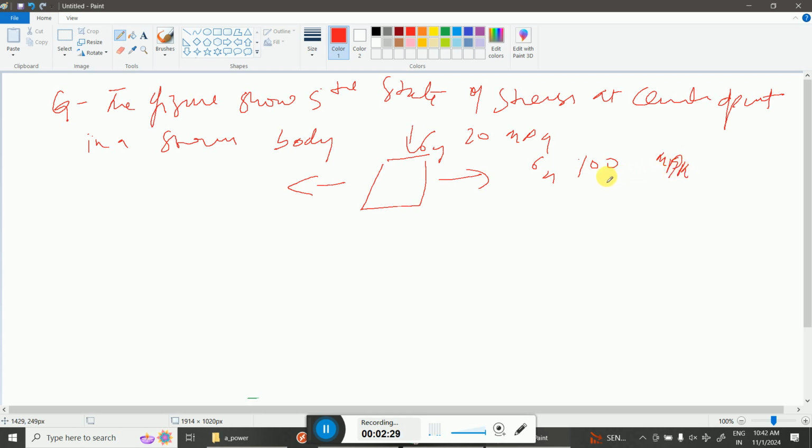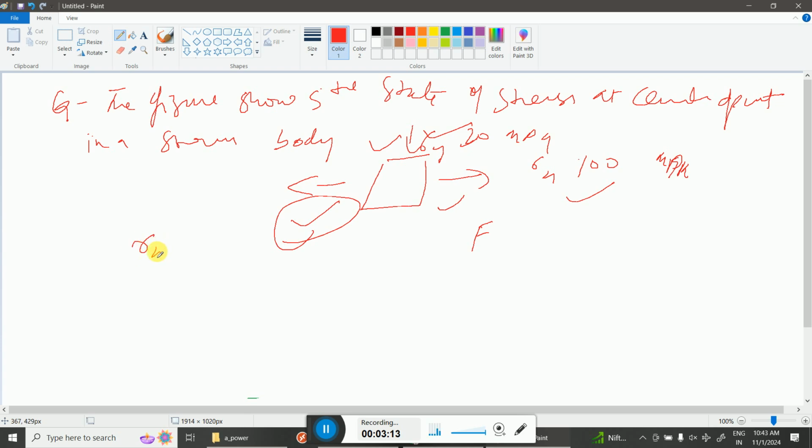So what do we have to do in this question? The magnitude of normal stress in the x and y direction has been given: 100 megapascal in the x direction and 200 megapascal in the y direction. The radius of the Mohr circle representing the state of stress is asked. So we have derived the Mohr circle, and what is the Mohr circle?